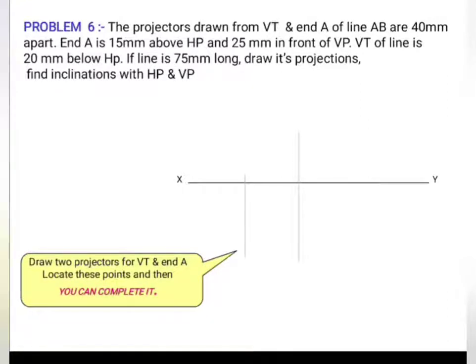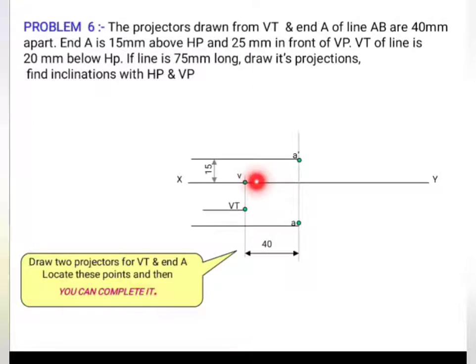Here, two vertical projectors are drawn, one for vertical trace and the other for the end A of the line. Now I am marking the dimensions. These two projectors are 60 millimeter apart. The position of point A dash and A are given in the question, which is 15 millimeter above horizontal plane and 25 millimeter in front of vertical plane. Now the vertical trace of the line is 20 millimeter below horizontal plane. So I can mark vertical trace 20 millimeter below XY line.